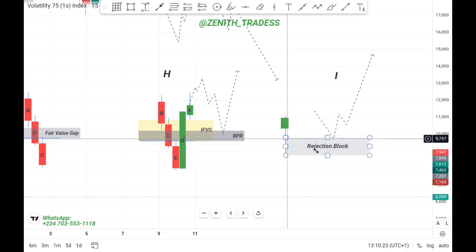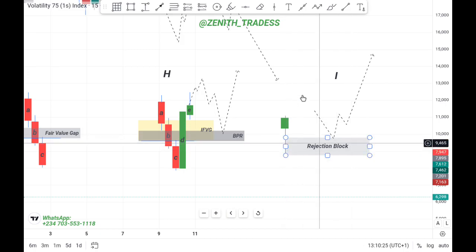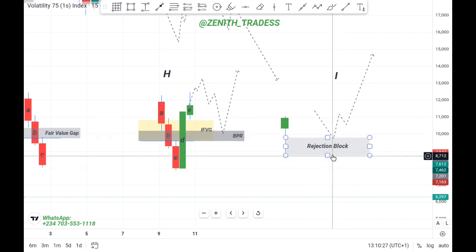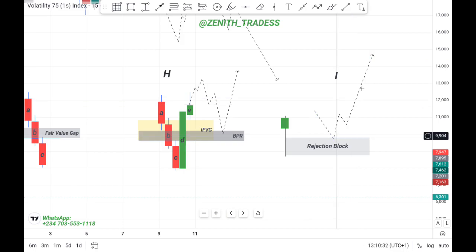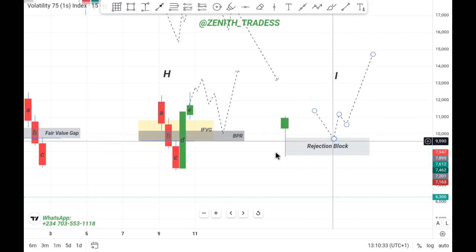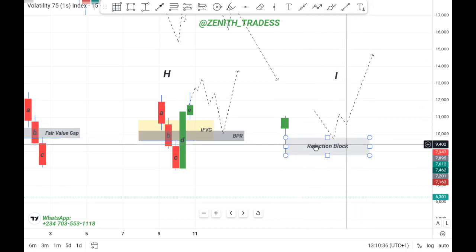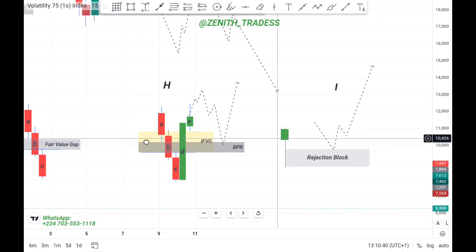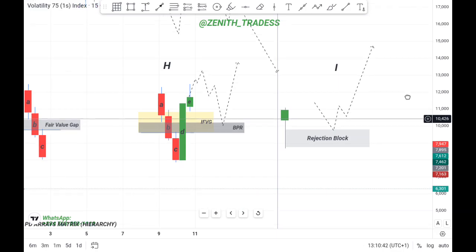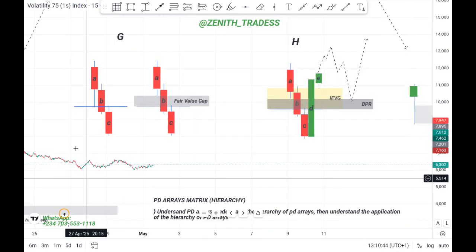So once you find a rejection block this way, it means when price comes to retest this block, it's supposed to serve as a support. That is, if it's a bullish scenario. If it's a bearish scenario, it's going to serve as resistance, right? So this is a rejection block. I believe we have discussed all the PDRs listed earlier. We have discussed them.